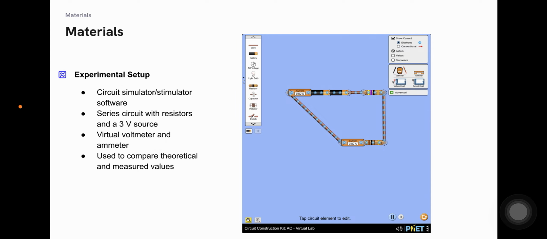Instead of building a physical circuit, we use a circuit simulator to model the electric system. This allows us to measure current and voltage at different locations while observing how the circuit behaves under ideal conditions.